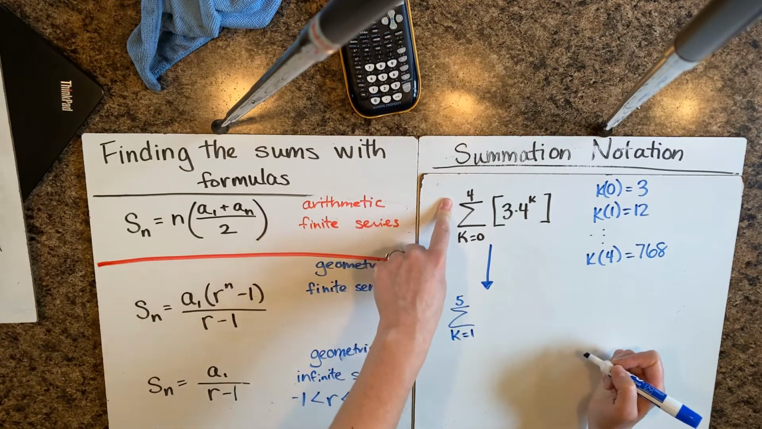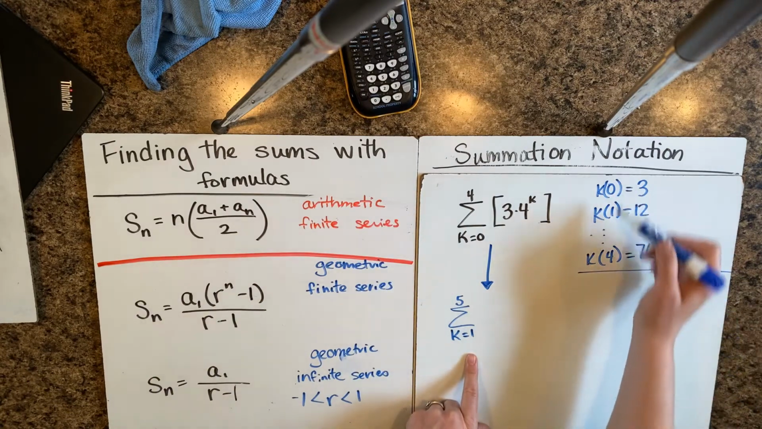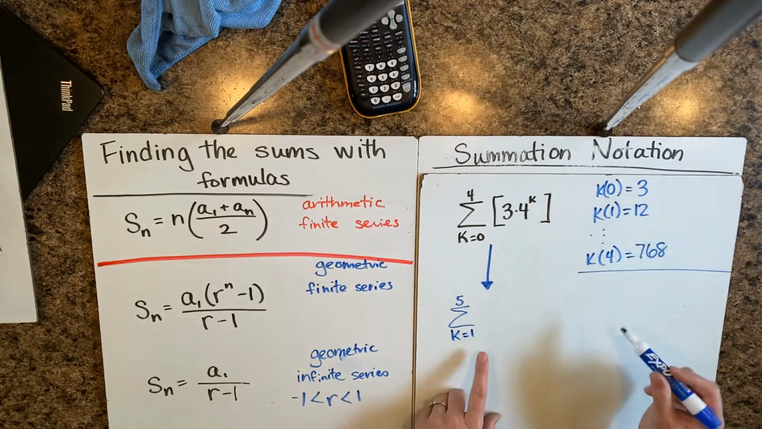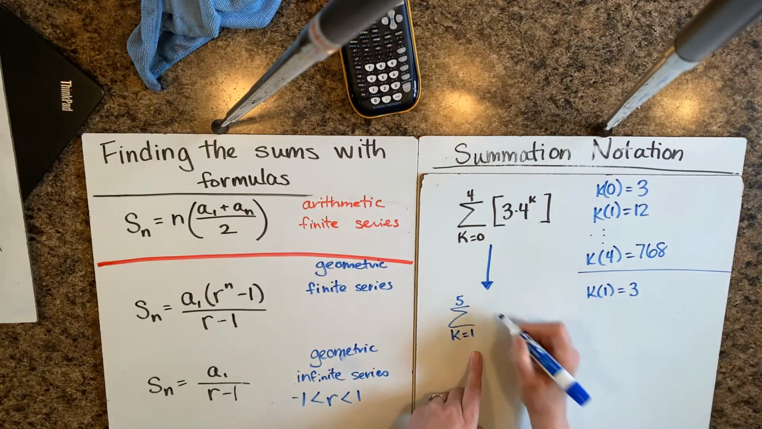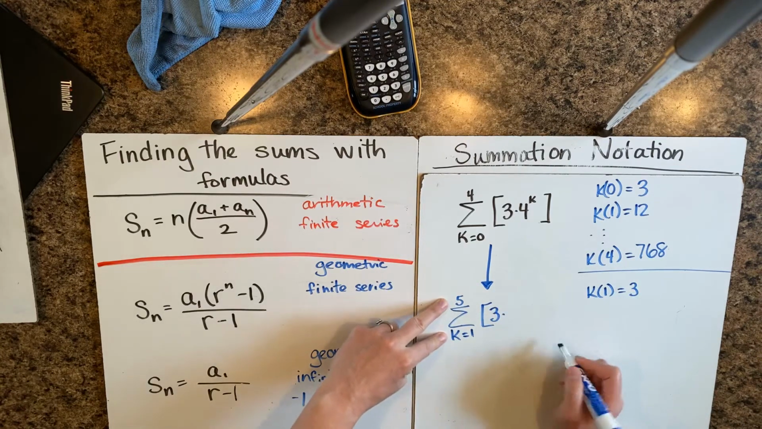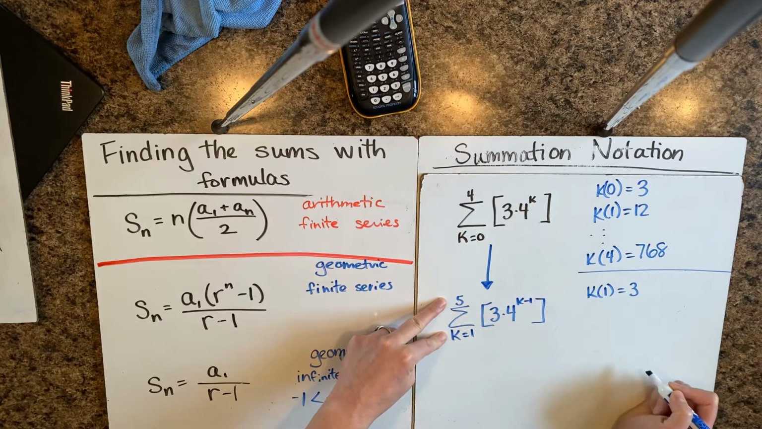Now, to compensate for that, I still want my first term. I know this is kind of confusing, but k of 0 is 3. I still want my first term to be equal to 3. So if I want my first term to be equal to 3, I have to compensate for the fact that I added 1 to this, so I have to subtract 1 in my formula.